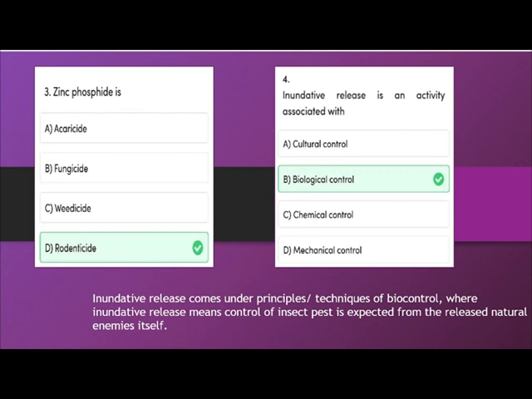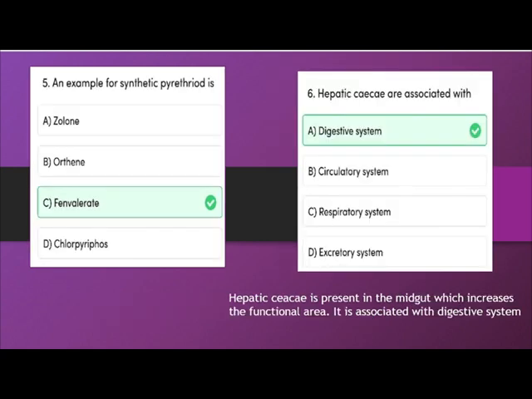Zinc phosphide is? And the answer is rodenticide. Now come to the fourth question. Inundative release is an activity associated with biological control. The inundative release comes under the principles or techniques of biocontrol, while inundative release means the control of the insect pest is expected from the released natural enemies. Now come to the fifth question.